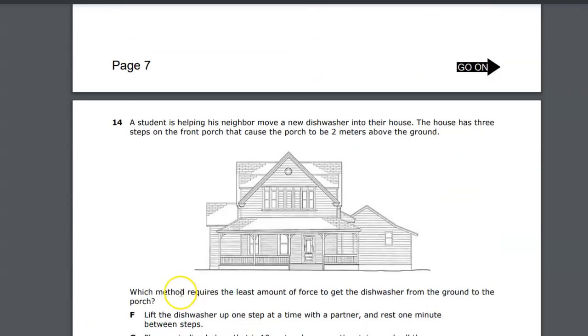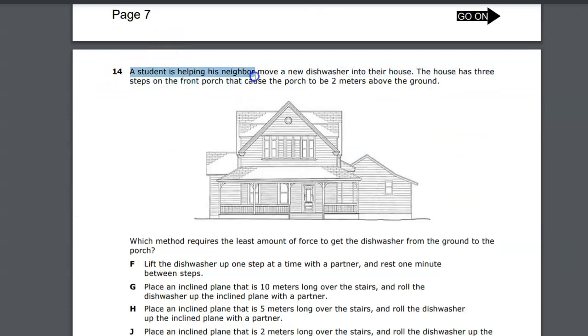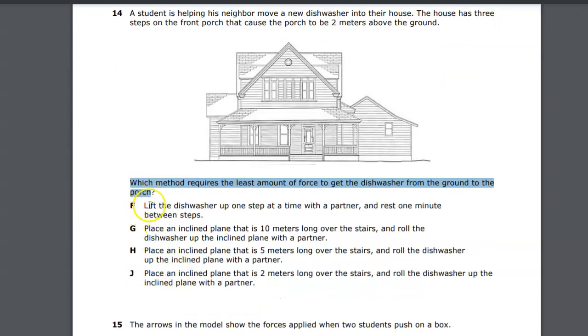Number 14. A student is helping his neighbor move a new dishwasher into their house. The house has 3 steps on the front porch that cause the porch to be 2 meters above the ground. Here are the steps. Which method requires the least amount of force to get the dishwasher from the ground to the porch? What should the students do? Should they lift the dishwasher up 1 step at a time with a partner and rest 1 minute in between steps?